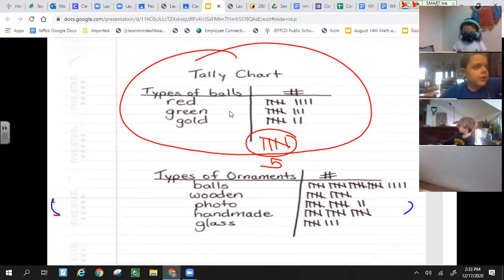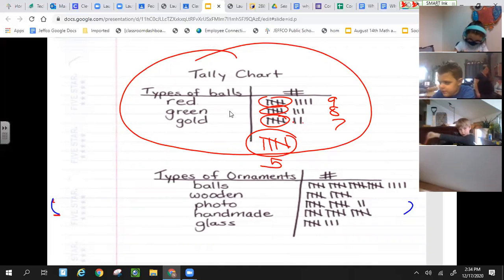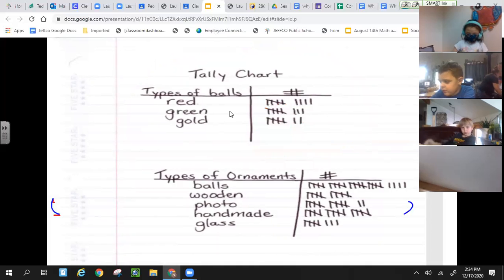So when I go back to look at my tally chart, I can quickly read 5, 6, 7, 8, 9. I see I have 9. Green, I have 5, 6, 7, 8. See, this is a group of 5. 5, 6, 7. So that's why tally marks are a good way to collect data.